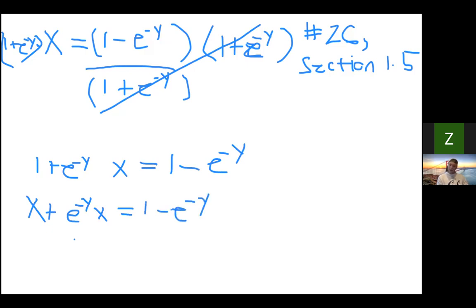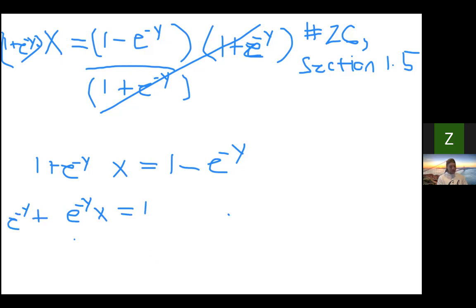Now we're in a much better spot. I'm going to go ahead and subtract this x to the other side, like that, and I'm going to add this e to the negative y to the other side. So I'm going to subtract x, so this is minus x on this side. Hopefully you see how I did that. And then I'm going to add this e to the negative y to the other side. So this now becomes e to the negative y plus e to the negative y times x equals 1 minus x.